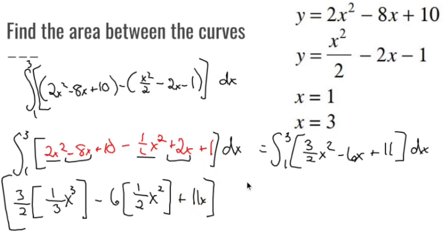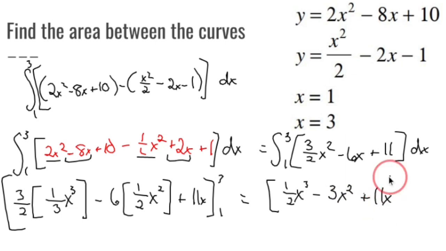My limits of integration are going to be 3 and 1. So we get 3/2 times 1/3 is going to be 1/2 x cubed minus 3x squared plus 11x between 3 and 1. All right, now let's use the fundamental theorem of calculus, which has me writing this whole monster out, plugging in 3, minus sign, write this whole monster out, plugging in 1.